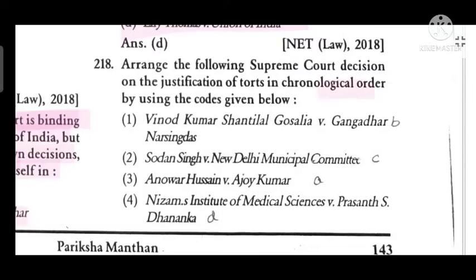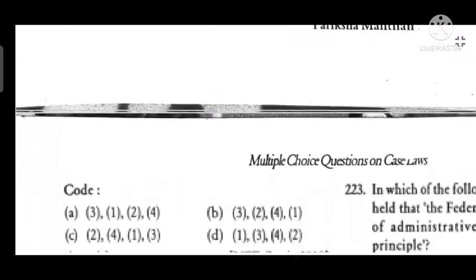Arrangement: Anwar Hussain versus Ajay Kumar. Vinod Kumar Santilal Ghoshal versus Gangadhar Narsingdas. Nizam Sudan Singh versus New Municipal Committee. Nizam Institute of Medical Science versus Prasanth Dhanaka.